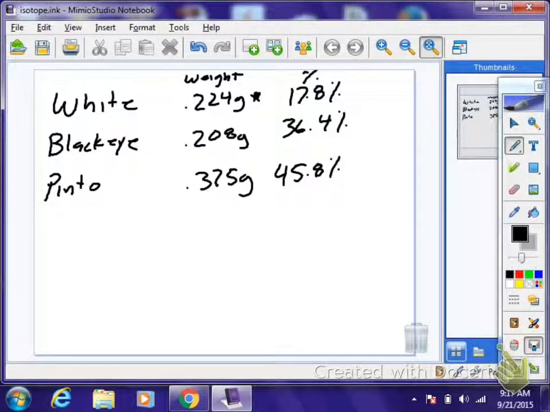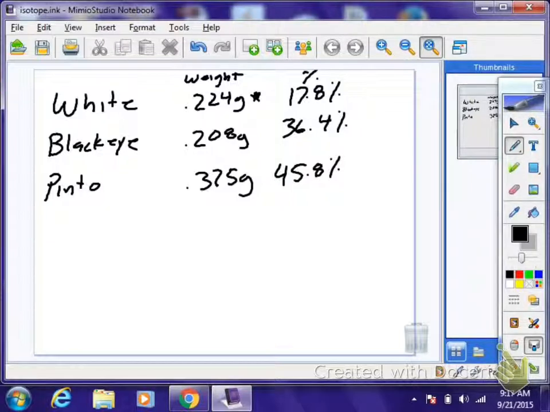took data from somebody's paper, and they figured out that a white bean on average weighed 0.224 grams. The black-eye pea was a little bit smaller in mass, and it weighed 0.208 grams. And the pinto is the bigger of all the beans, and it weighed 0.375 grams. What you were asked to do, once you had that information, was to multiply the percent times the weight.